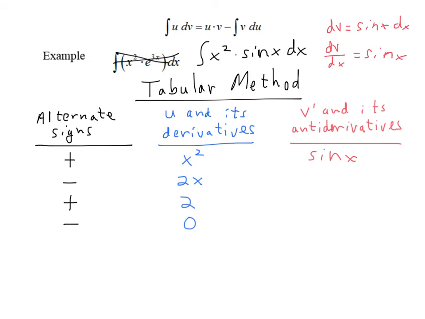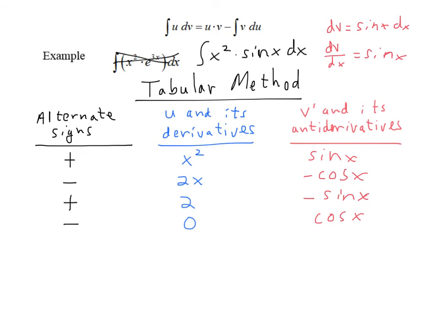So let's see, antiderivative of sine x is going to be negative cosine x. Antiderivative of negative cosine x is going to be negative sine x, right? Because the antiderivative of cosine x is just sine x. And now the antiderivative of negative sine x, sorry, is going to be, we'll be back to positive cosine of x, right?